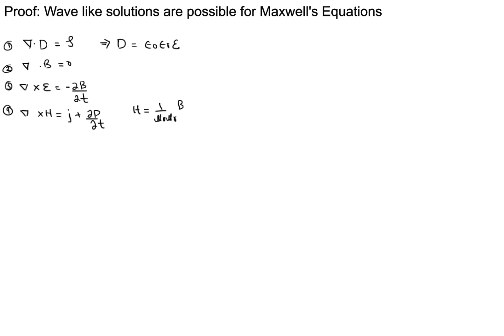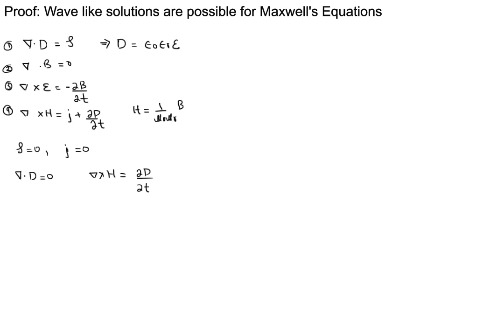So let's assume that we are in a region where there is no free charge. Since there is no free charge, there is going to be no free current either, so we can write rho equals 0 as well as J equals 0. And so the first and the fourth equations can be written as del dot D equals 0 and del cross H equals partial D over partial t.